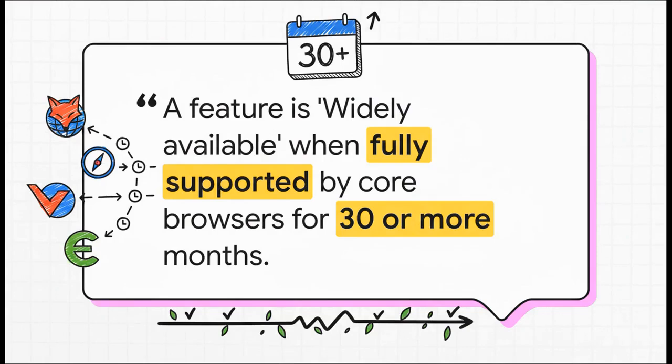And this isn't just some vague promise. There's a concrete rule. For a feature to be considered baseline, it has to have been stable and supported by all the major browsers for at least 30 months straight. This completely replaces all the old guesswork with a real, predictable timeline for developers.